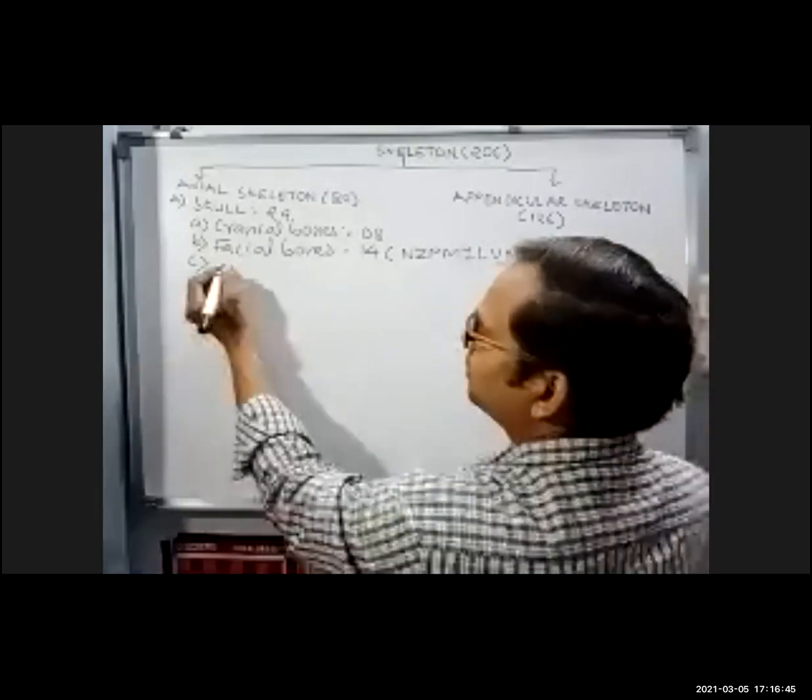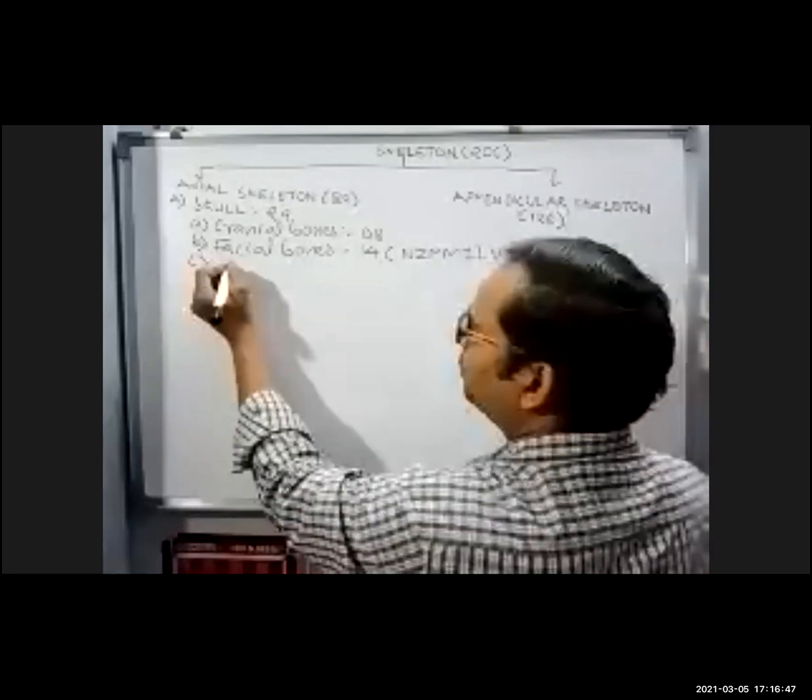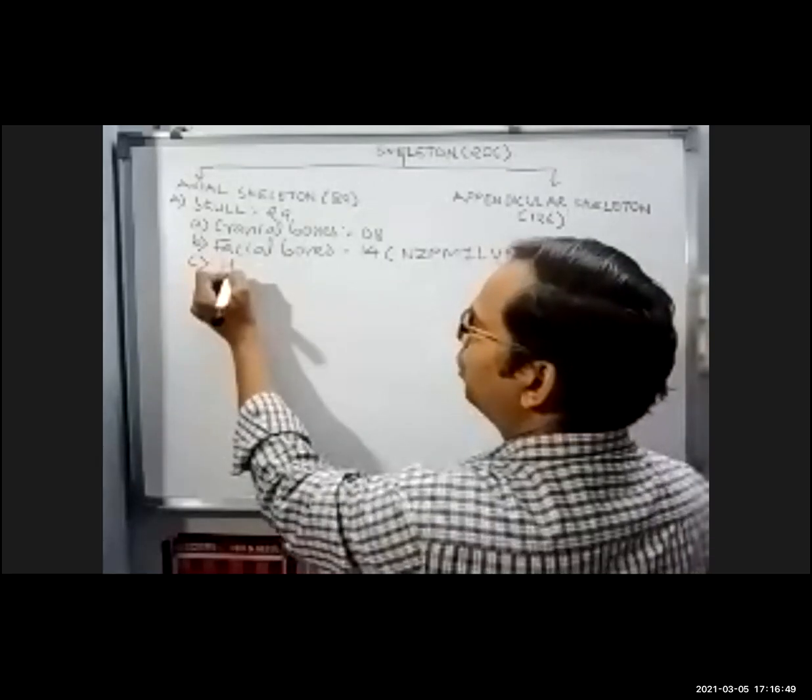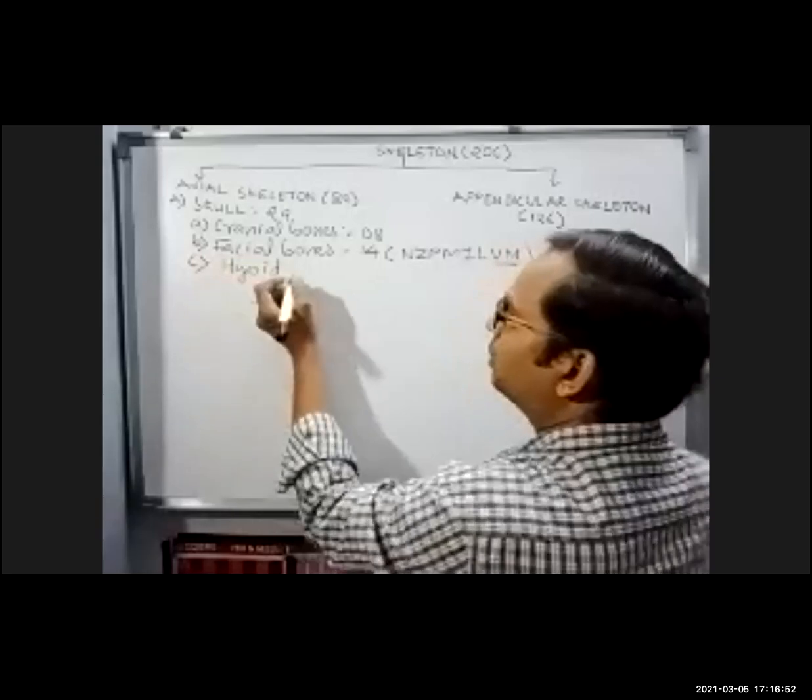Now comes the next bone, which you can call the hyoid bone. Your hyoid apparatus.